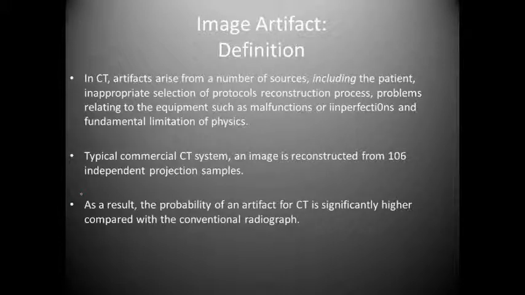In CT, artifacts arise from a number of sources, including the patient, inappropriate selection of protocols, reconstruction process, problems relating to the equipment such as malfunction or imperfections, and fundamental limitations of physics. In a typical commercial CT system, an image is reconstructed from 10^6 independent projection samples. As a result, the probability of an artifact for CT is significantly higher compared with conventional radiographs. And that's why artifacts have a tendency to disrupt CT images much more than they do conventional radiography images, because there are so many points of data being sampled.